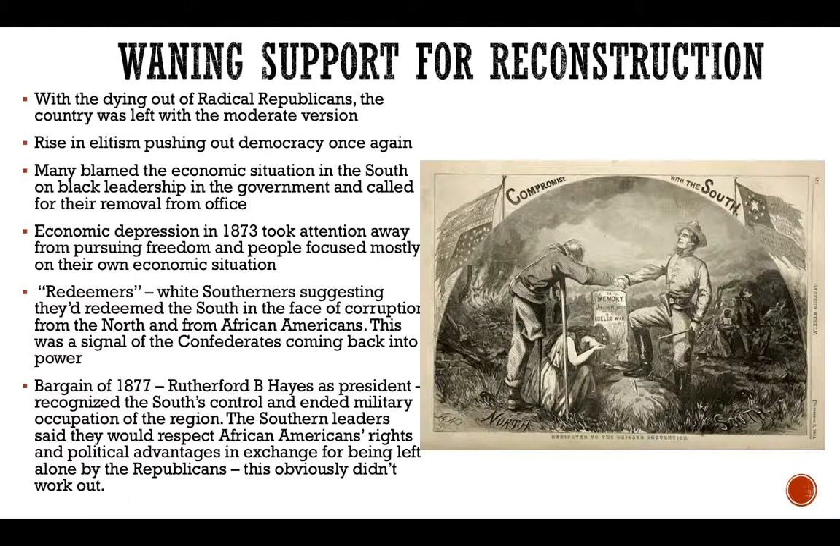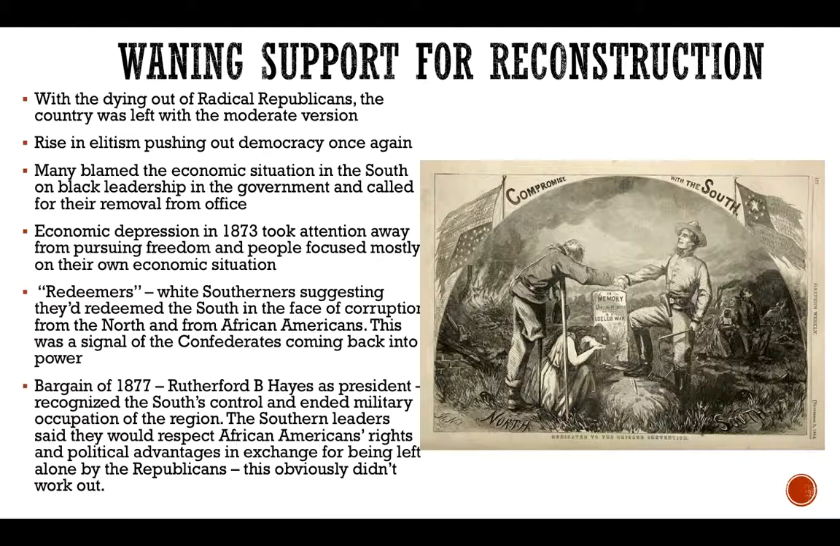There were people who called themselves redeemers, and they were white Southerners, suggesting that they'd redeemed the South in the face of corruption from the North and from African Americans. And this was a red flag, kind of literally and figuratively, in that the Confederates were coming back to power. So those who had been in power and had perpetuated these ideas for the Confederate States of America were gaining office again, and they were gaining ground in society.